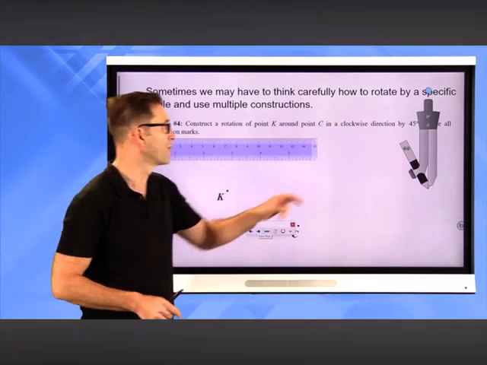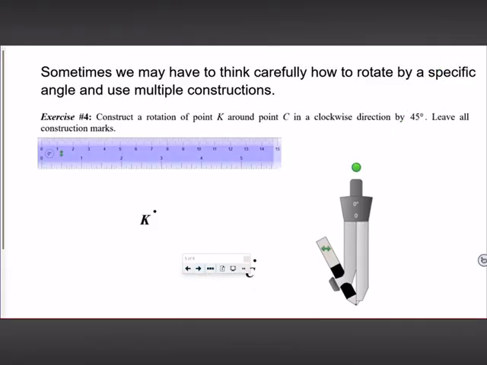Exercise number 4. All right, here we go. Construct a rotation of point K around point C in a clockwise direction by 45 degrees. Leave all construction marks. All right.